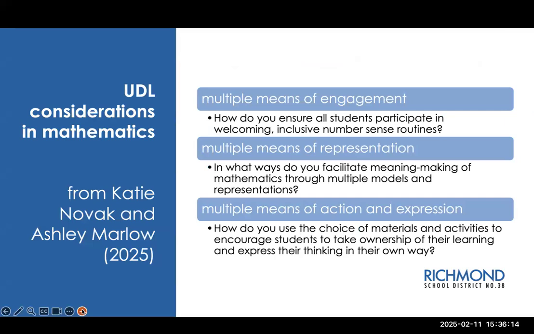So the work of Katie Novak and Ashley Marlowe, they recently published a book on UDL in mathematics for kindergarten to grade 5, and then there's a new one coming out for secondary and middle school, but they talk about multiple means of engagement. So physical engagement, social engagement, cognitive engagement. How do we ensure all students are able to participate in some way?